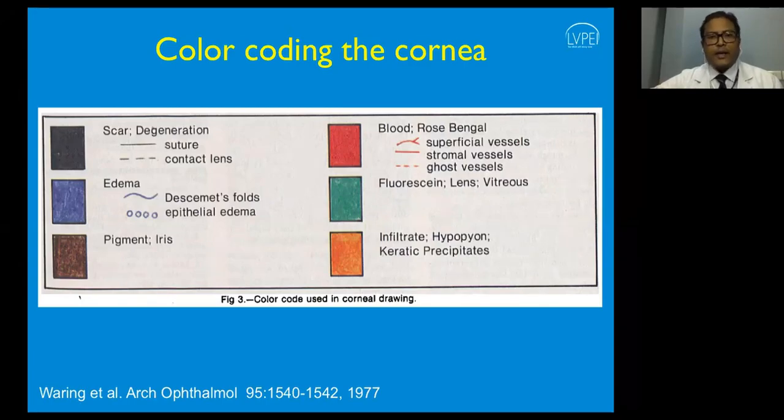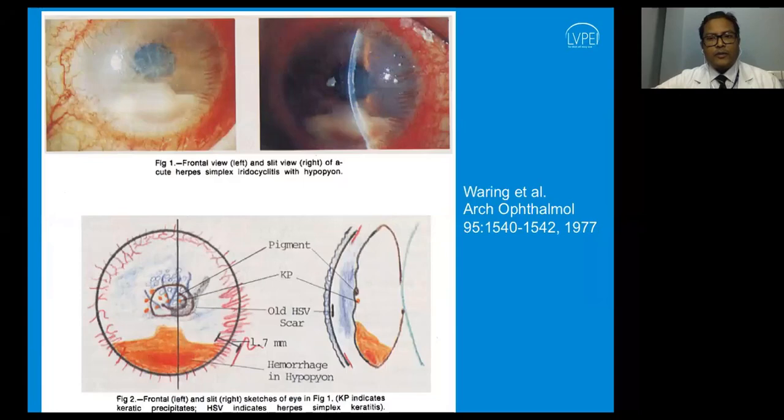A landmark article on color coding of the cornea, which is again freely available, is by Waring and colleagues, in the Archives of Ophthalmology. It's a couple of pages only, and I would strongly urge all of the residents who are in training to go through this article about color coding of the cornea.